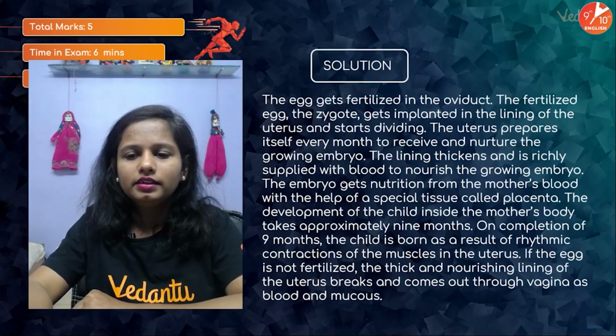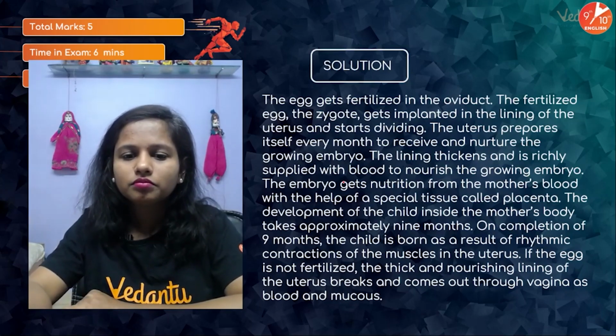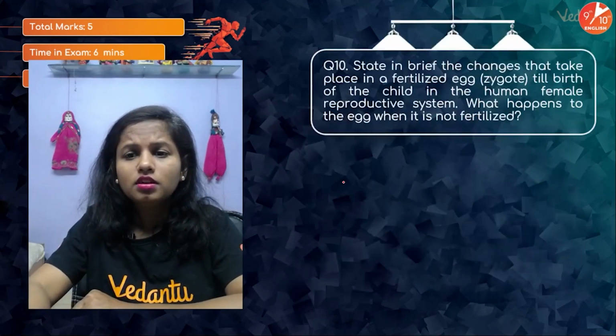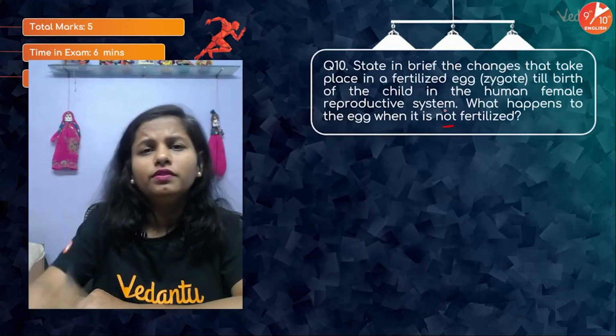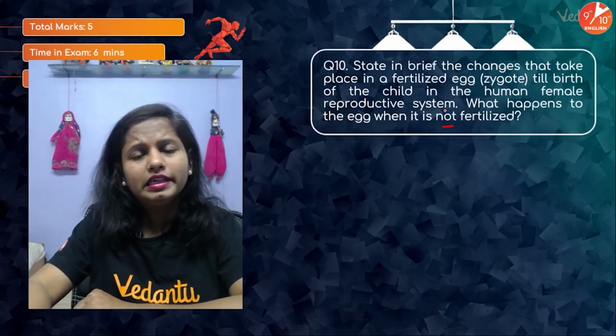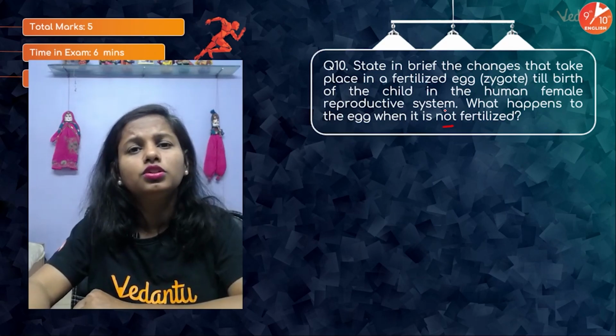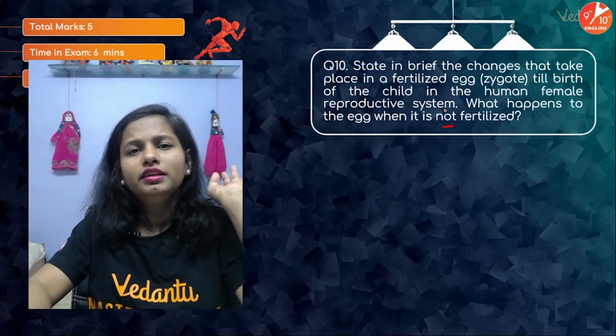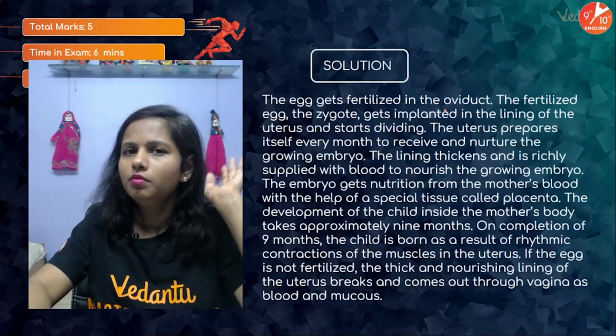And then the next question was, what happens if the egg is not fertilized? If the egg is not fertilized, it degenerates and it is shed out along with the uterine lining in the form of the menstrual blood.